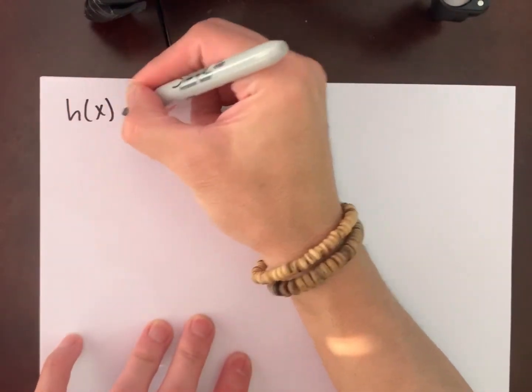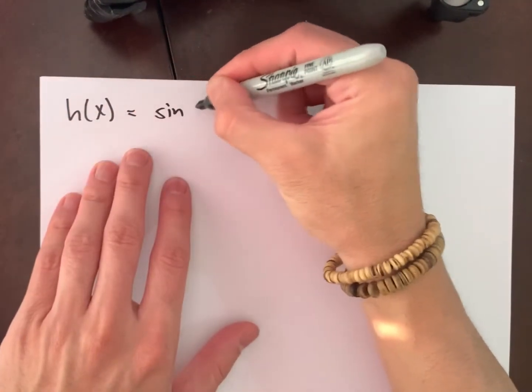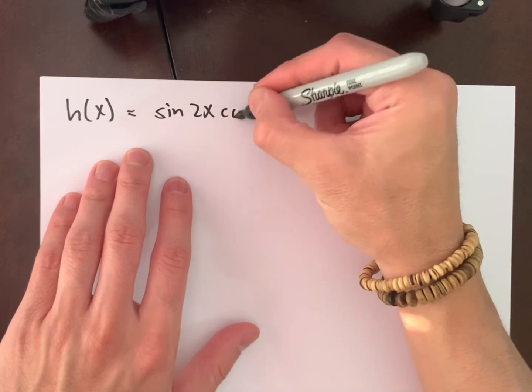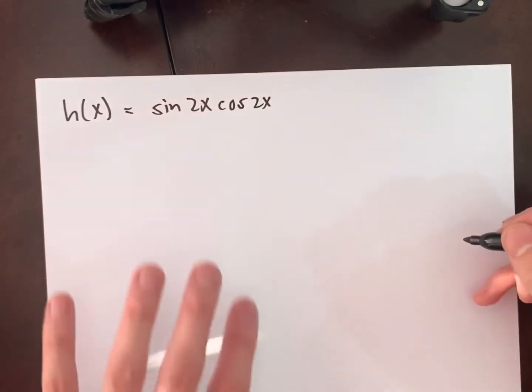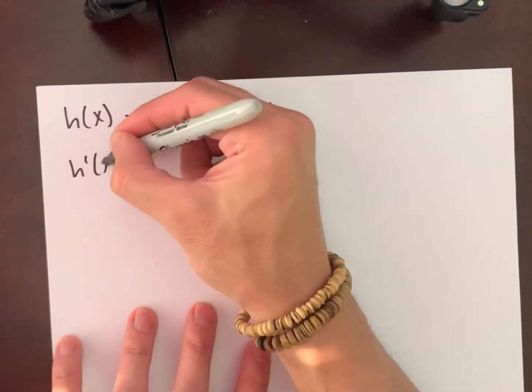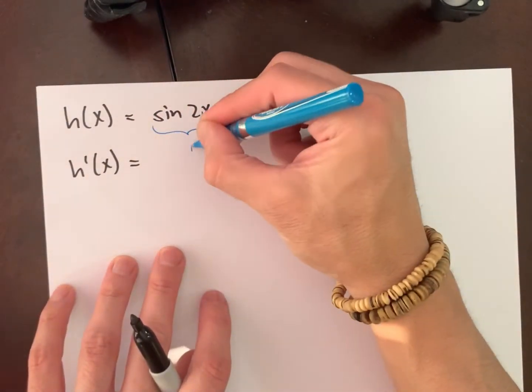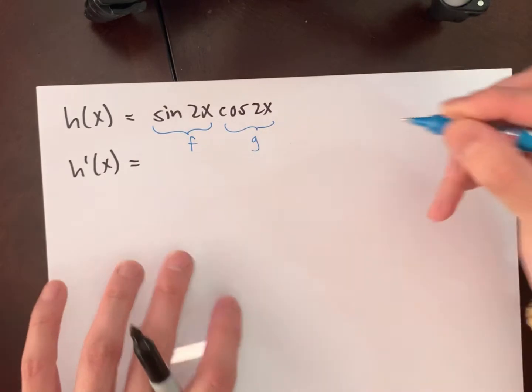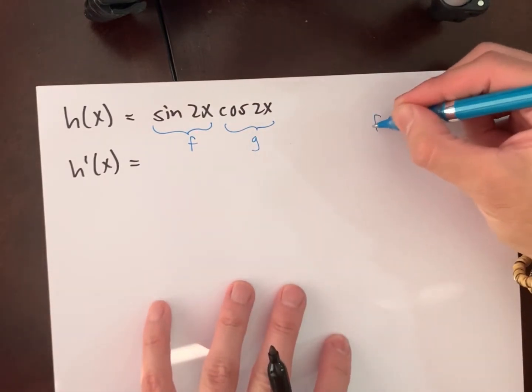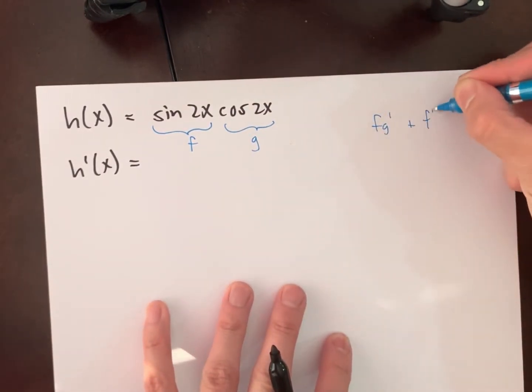Okay, now we have h of x equals sine of 2x times the cosine of 2x, and we want the derivative, so we'll hit this with the product rule. I like to call this f, and I'll call this g. And I know that for the product, it's f g prime plus f prime g.